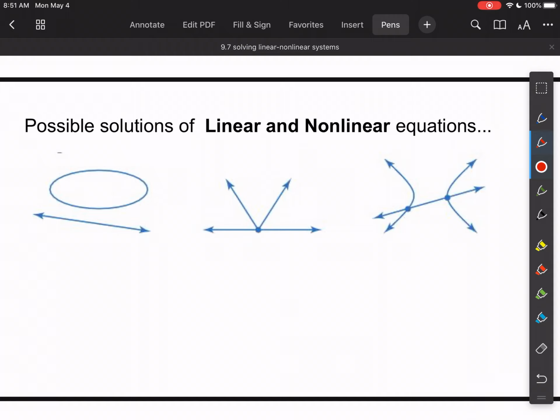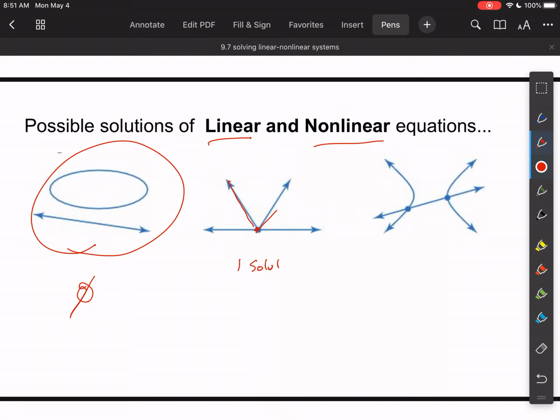Linear and nonlinear together means that we have a line as one of our graphs, and then something that's not a line, something with a curve or something else, as our other equation. As you can see, there's three possibilities. We could have a line that just doesn't intersect with something. This would be no solution. We could have a line that intersects with something at one point. This could also be a parabola, but they're showing this as an absolute value type of graph. But this would be one solution, right? So we can have that possibility.